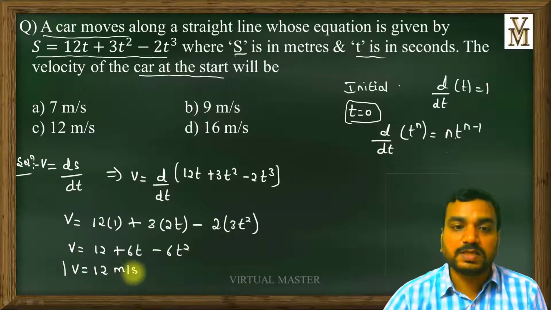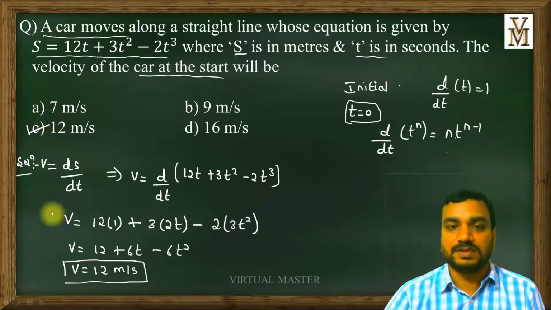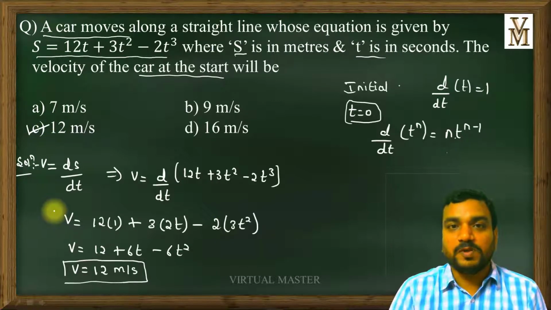So the correct answer is 12 meter per second. The velocity of the car at the start will be equals to 12 meter per second. So option C is correct answer. I hope everyone has understood how to solve this type of question.